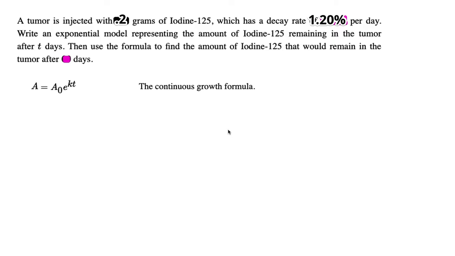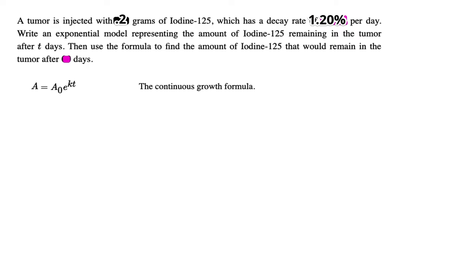It's in Module 3, and I believe it's problem number 11. So here we have, and I've changed the numbers, so it's not the exact same problem. A tumor is injected with 0.2 grams of iodine 125, which has a decay rate of 1.20% per day. Write an exponential model representing the amount of iodine I-125 remaining in the tumor after T days.